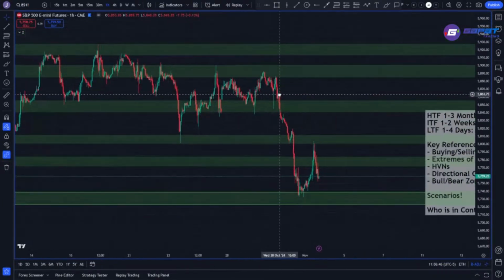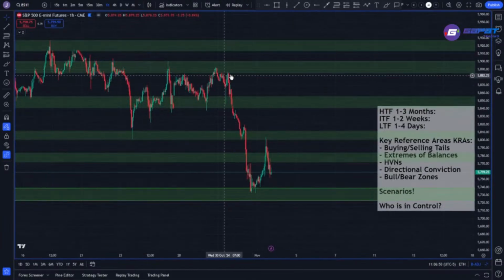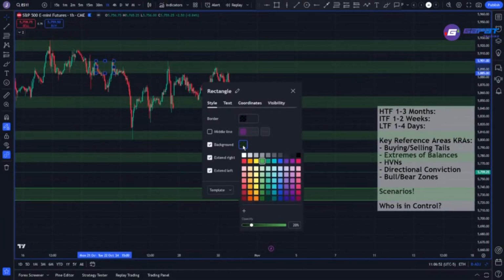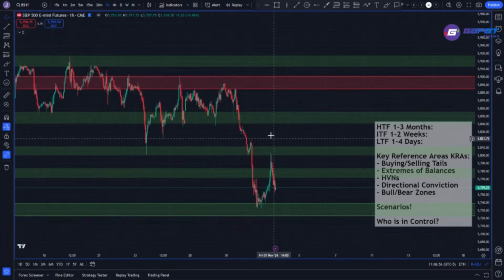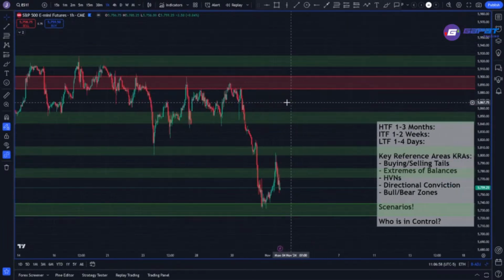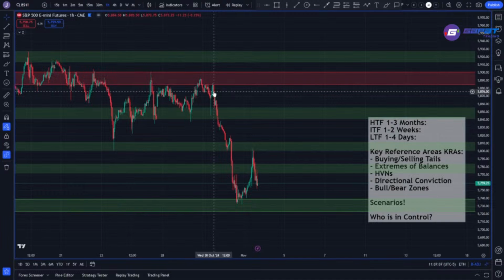And then again, where did strong directional conviction step into the downside? Right here, strong directional conviction. So red level, red border, strong level of resistance. And then we also have a smaller selling tail here as well. And it's the top of this balance area. So multiple reasons why this is a key reference area for the future.